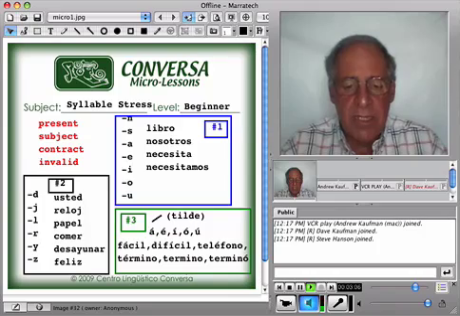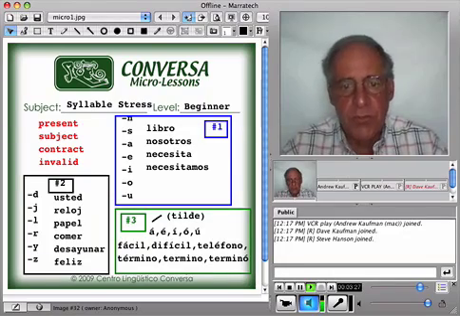Take a look at the last line. I have three words that are spelled the same but accentuated differently because of the positioning of the tilde. First word is the word for term, término, a noun meaning term. Termino, a verb meaning I finish. Terminó, a verb meaning he finished, she finished, you finished.